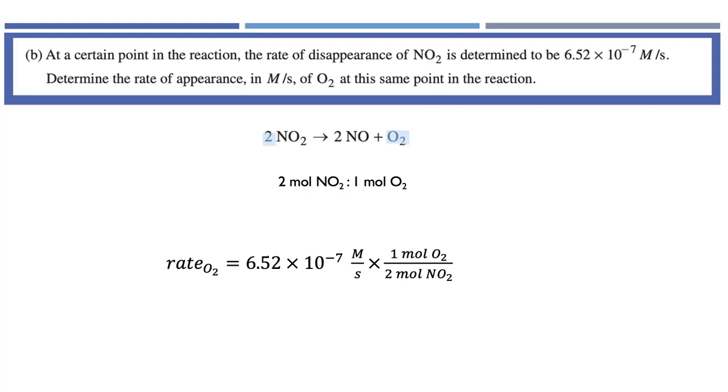What I need to do is take that 6.52 times 10 to the minus 7 and divide it by 2 to get the rate of the oxygen. Now I set it up here as a factor label. You just need to show a setup, divide by 2. You get an answer of 3.26 times 10 to the minus 7th. The units are molarity per second.